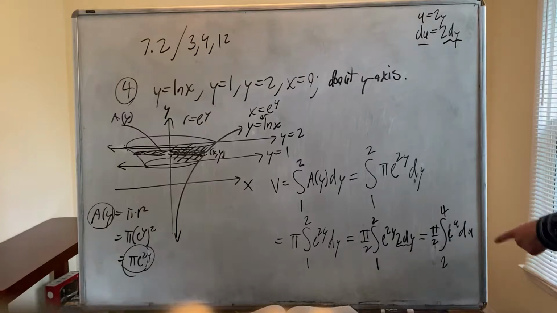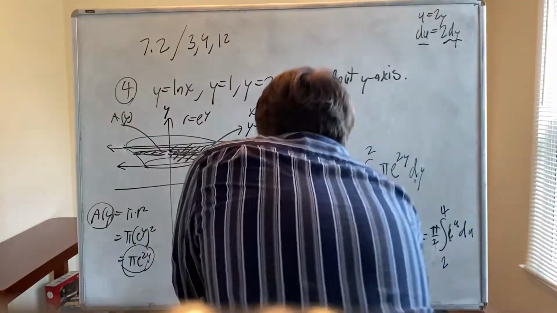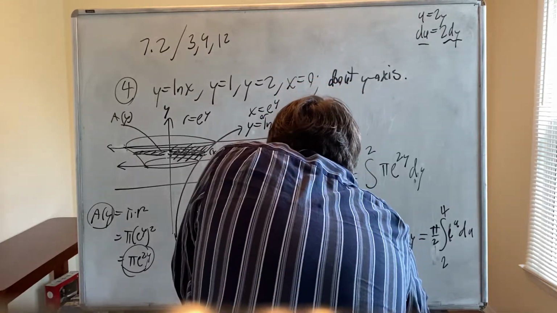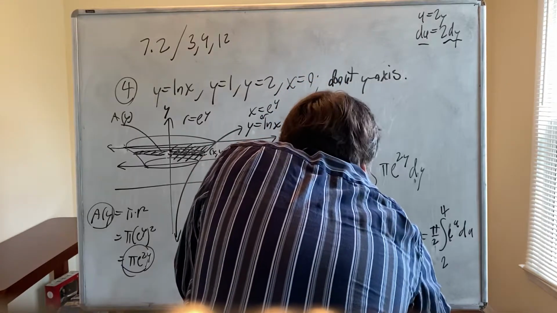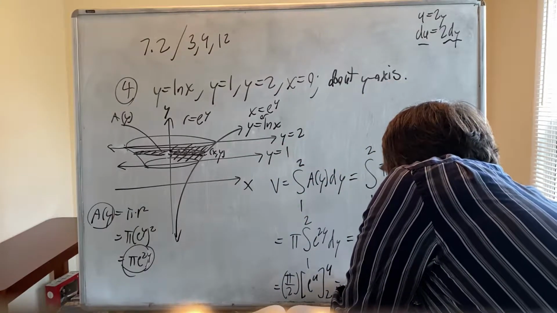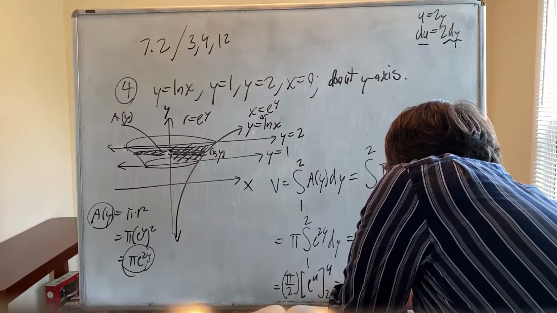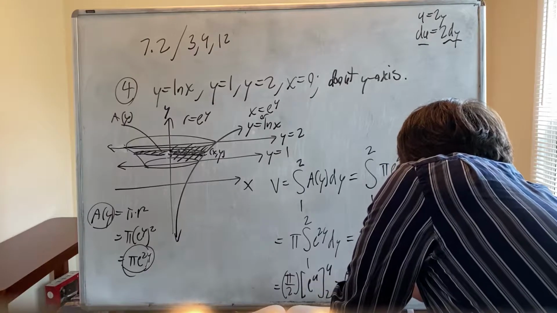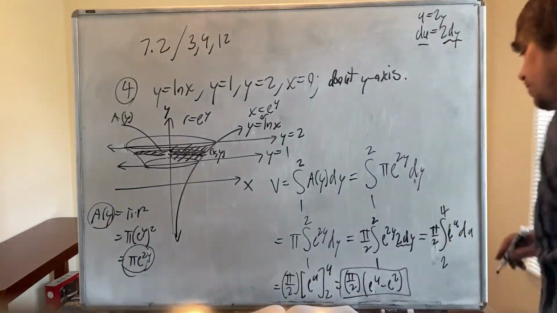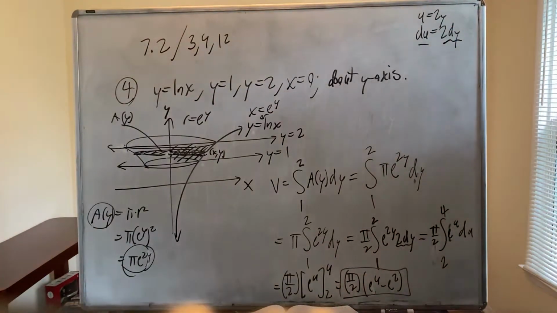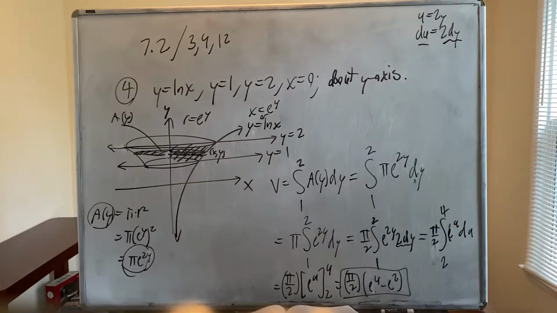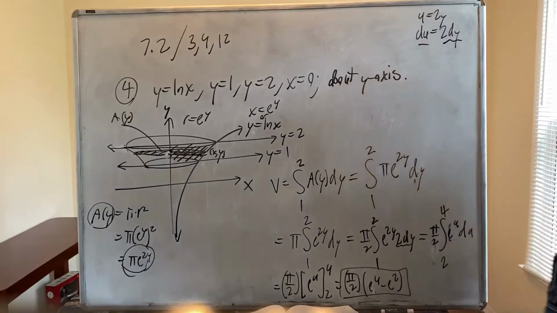And so now we have that. This is equal to pi over 2 times the antiderivative, which is e to the u, evaluated from 2 to 4. That's equal to pi over 2 times e to the 4th minus e squared. That's the final answer. Okay? So the volume of that three-dimensional object is pi over 2 times e to the 4th minus e squared.